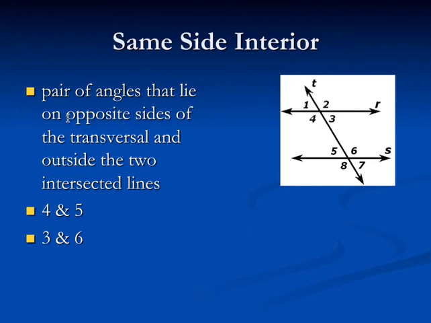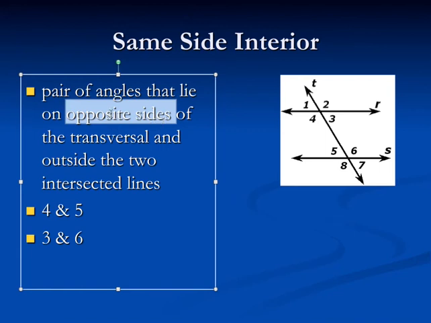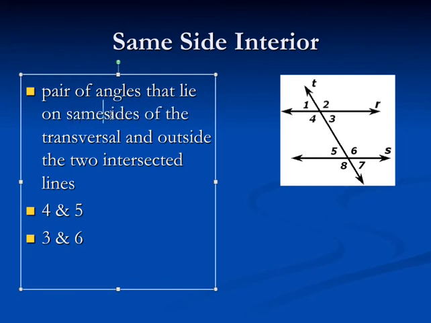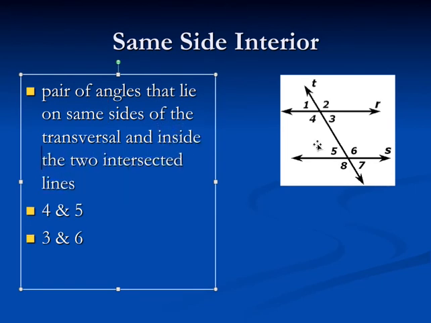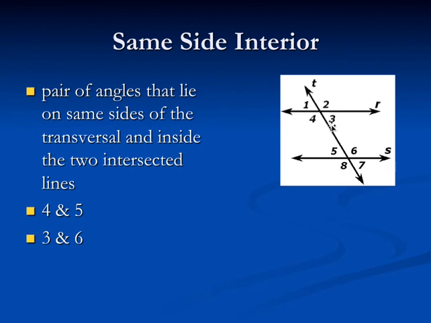And then lastly, we have same-side interior. These are located on the same side of the transversal, and inside the two intersected lines. So we have two angles, 4 and 5. They're both located on the left side of the transversal and are both located within lines R and S. And then 3 and 6 would also be a same-side interior pair. They're both on the right side, and they're both located within R and within S.